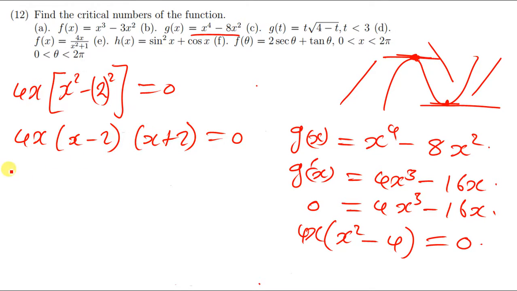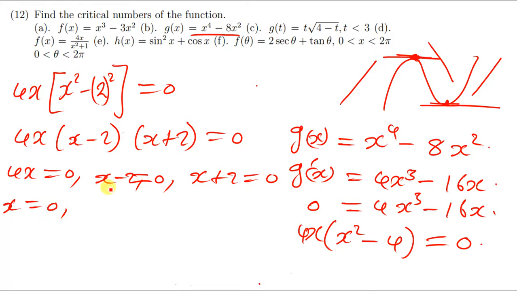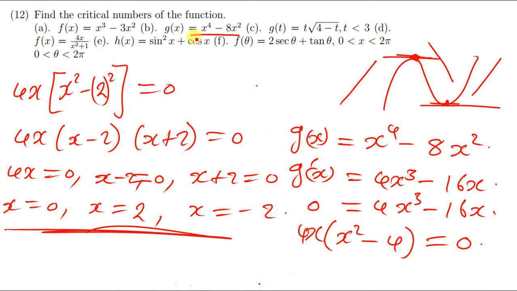So we're going to equate all the terms to 0. Even x minus 2, we equate it to 0. Even x plus 2, we equate it to 0. So this part will give us x is equal to 0, this other one will give us x is equal to 2, and this one will give us x is equal to negative 2. So these are the three critical points that this function has at stationary point.